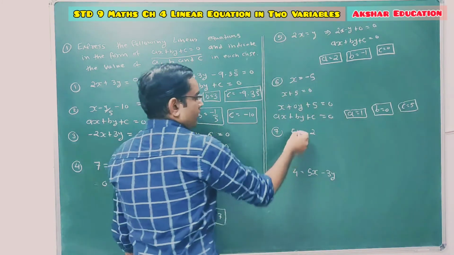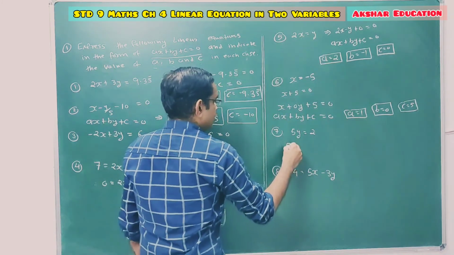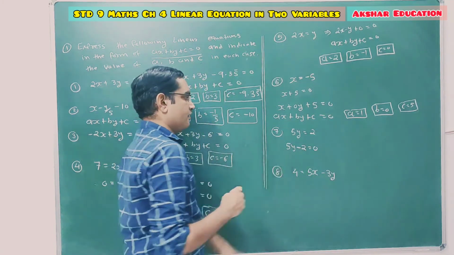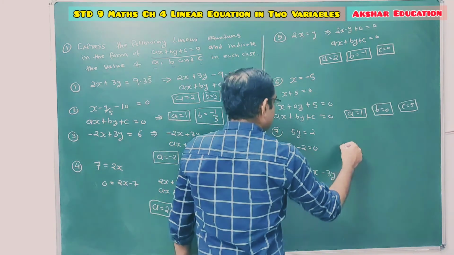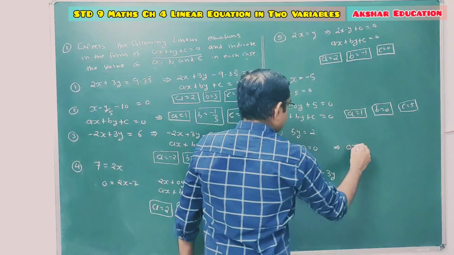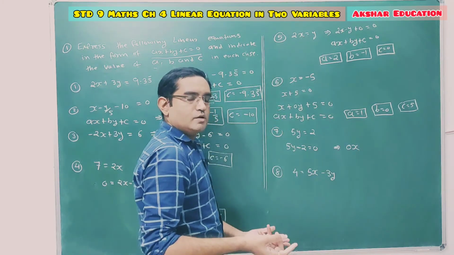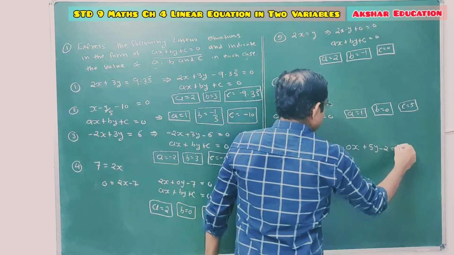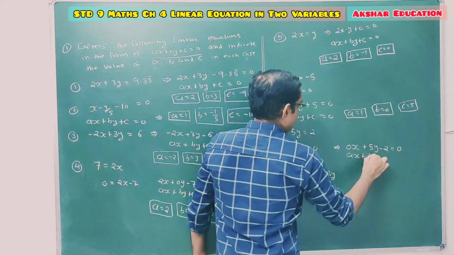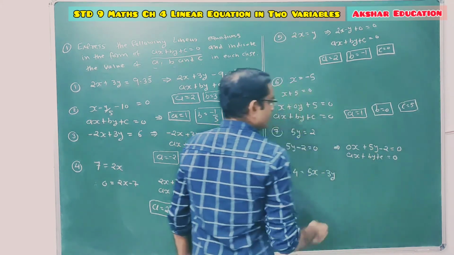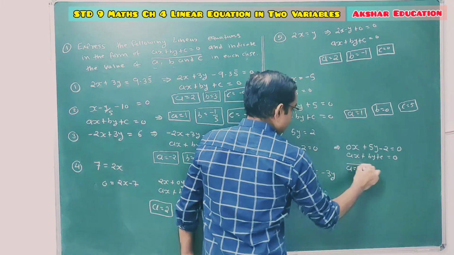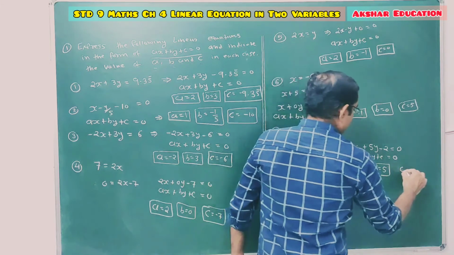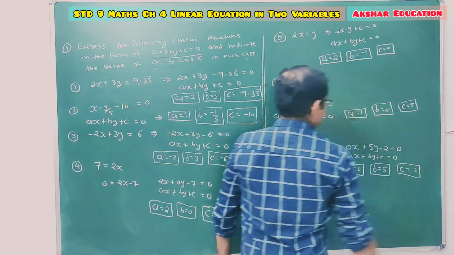Clear, students? Now it's very simple. 5y minus 2 equal to 0, but variable x is absent over here, so we have to add that variable with 0 coefficient. So it's 0x, 0 into x means 0, so it's 0 plus 5y minus 2 equal to 0. Compare it with ax plus by plus c equal to 0. So we get the value of a, which is 0, value of b, 5, and c equal to minus 2.